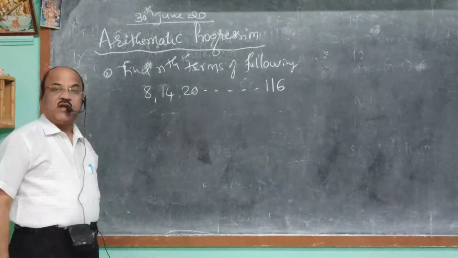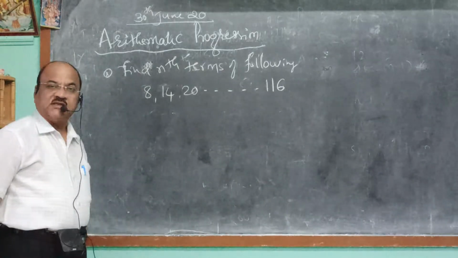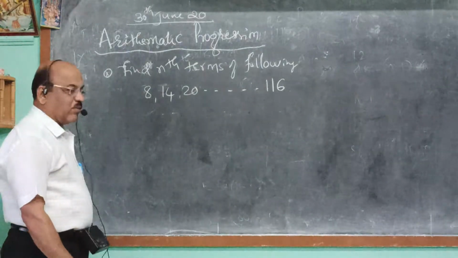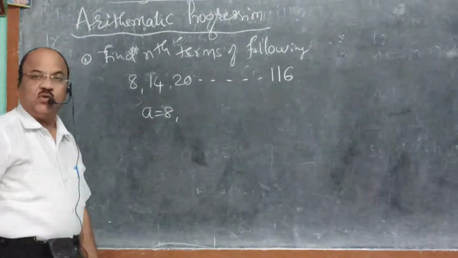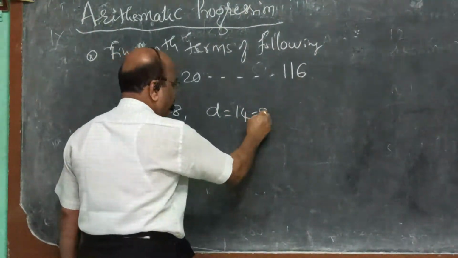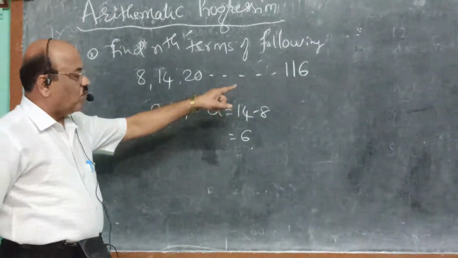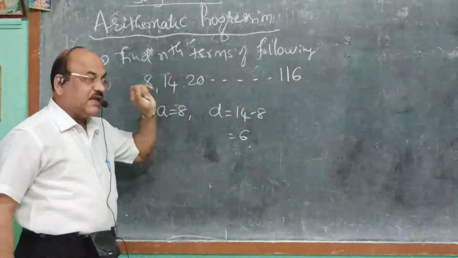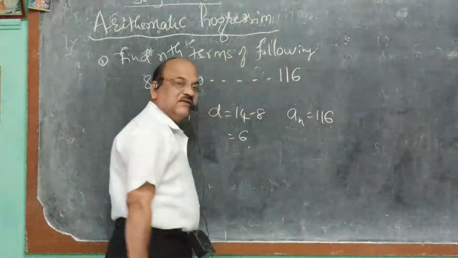Now I have taken one more example here, the same type. First, what is a? a means the first term. Come on, what is a? Yes, you are right. a equal to 8. Then we have to find out the common difference. How much? 6. Yes, you are right. Then what I have told, 116 is what? It is the nth term. That is an equal to 116.